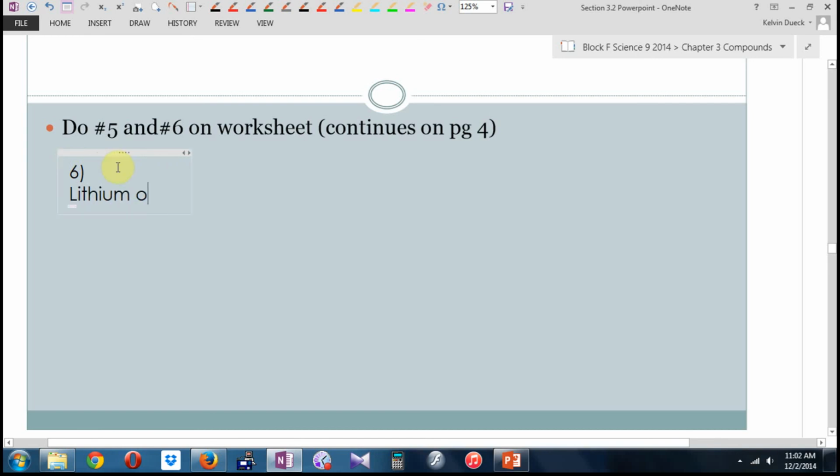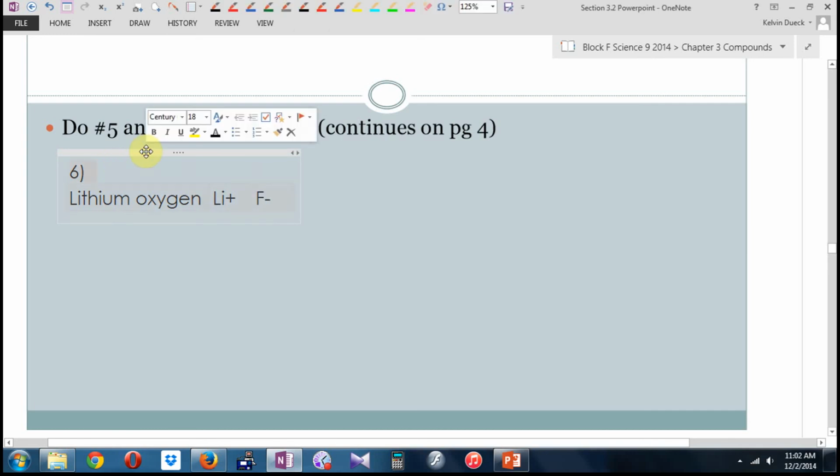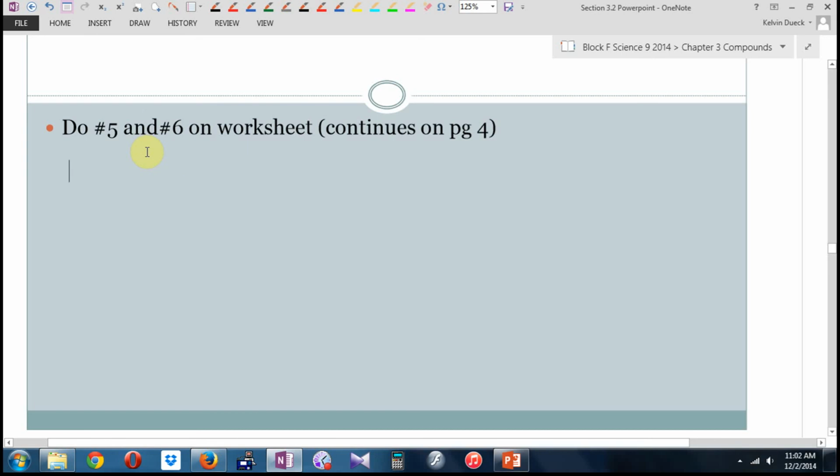Lithium and oxygen. Lithium is what? A positive metal ion? Li plus. Fluoride is a negative non-metal ion. Okay, let's try doing some. What's the first one that you guys don't have filled in? Okay. So, sodium is what as an ion? Na is wrong. As an ion, I want the charge. Na plus. That's what's going to go in the first square.